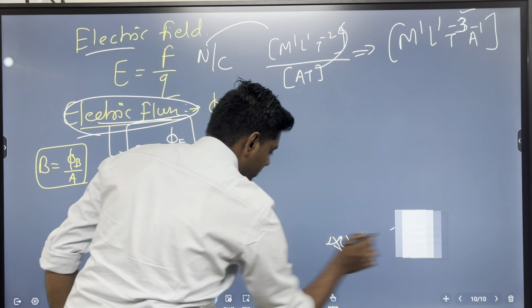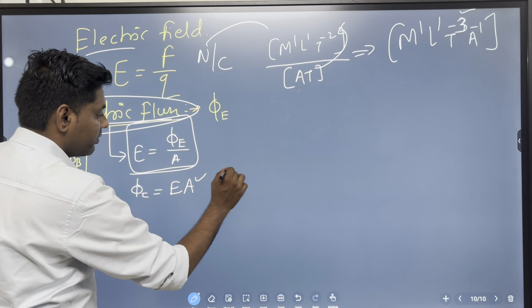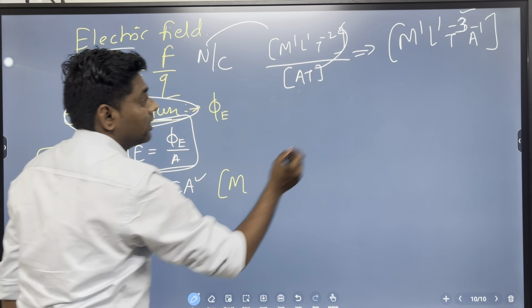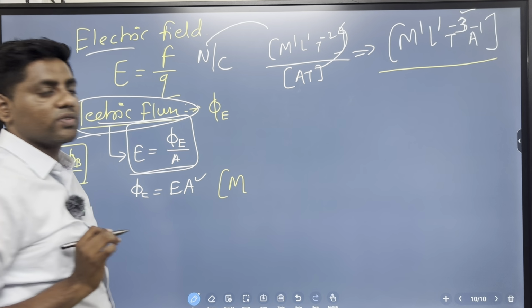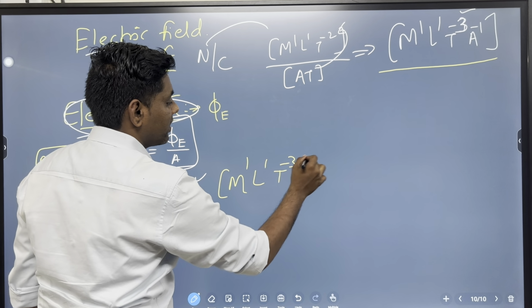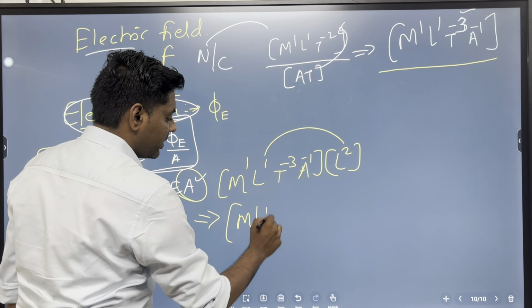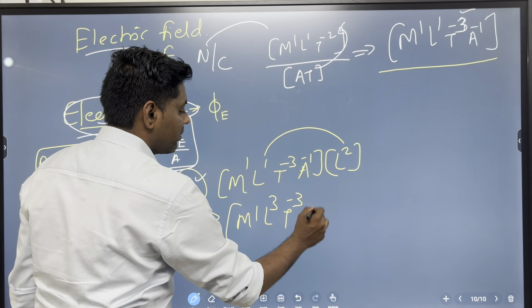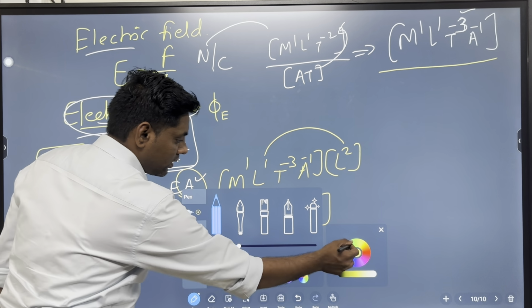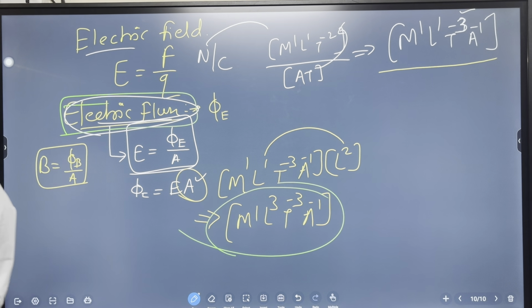Now we have to calculate the dimension formula. So how to calculate the dimension formula? Very easy. As we know that the dimensional formula for E is already calculated, so write down from there, that is M1 L1 T minus 3 A minus 1, and then the dimensional formula for area, that is L2. So it becomes M1 L1 and L2, it becomes L3, T minus 3, A minus 1. So this is the dimensional formula for electric flux. You have to remember, very easy to remember, both are most important.